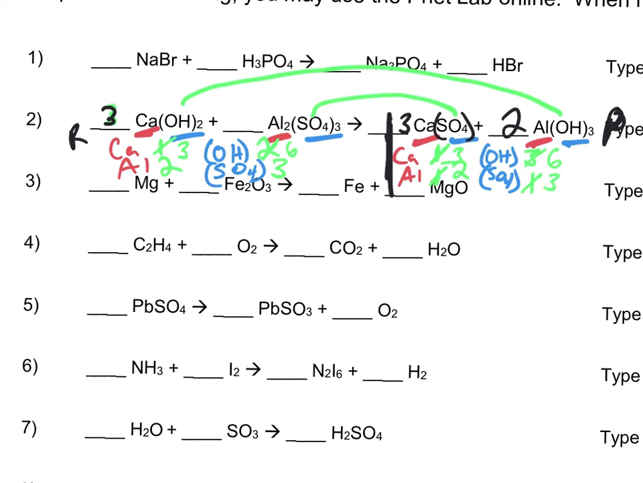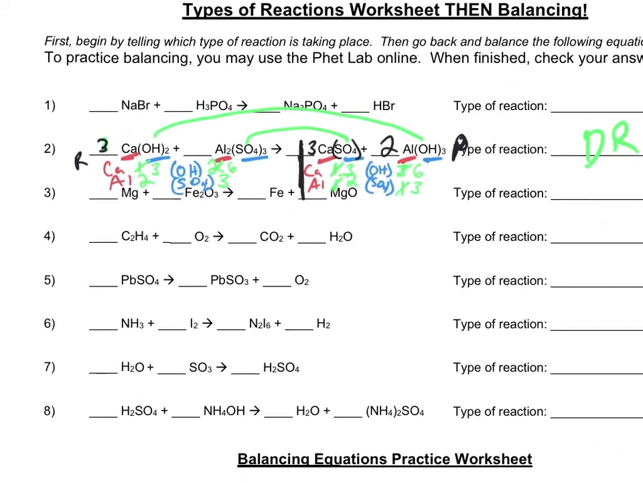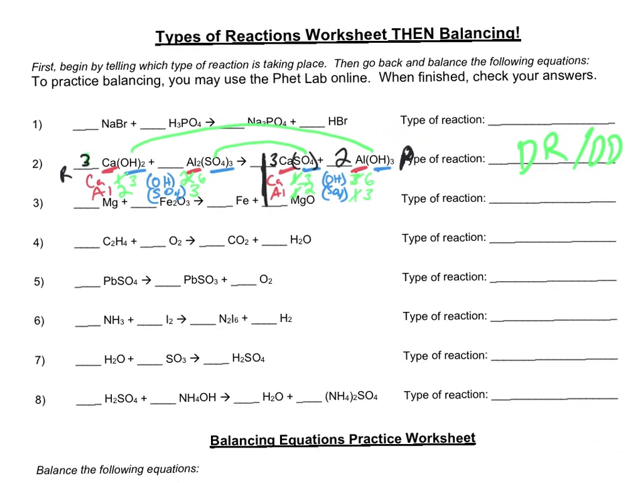and now we have 3 sulfates. And if you look through carefully, we have 3 calcium, 2 aluminum, 2 aluminum, 6 OHs, hydroxide, 3 sulfates, 3 sulfates. This is now balanced. My coefficients are 3, 1, which you do not write, another 3, that line was separating my reactants and products, and then a 2. And we already talked about how this is a double replacement reaction.